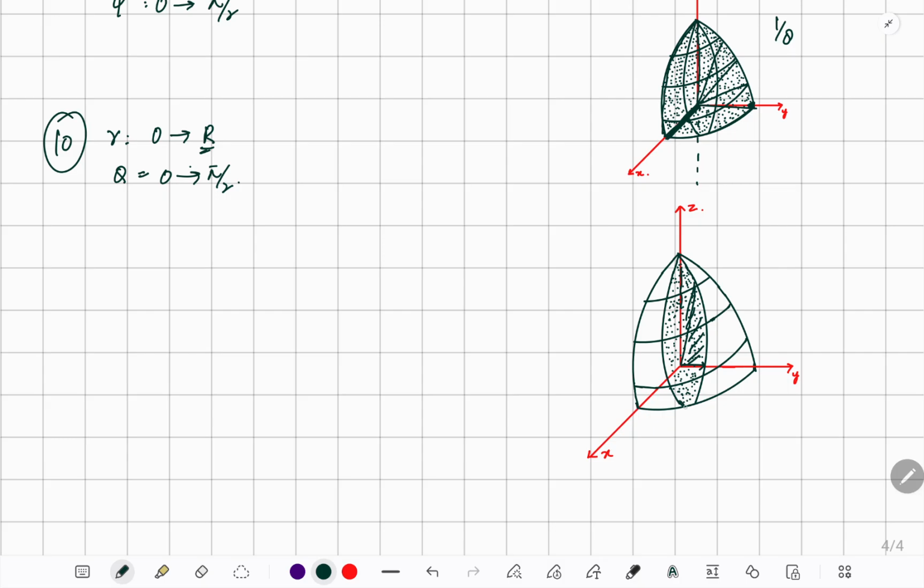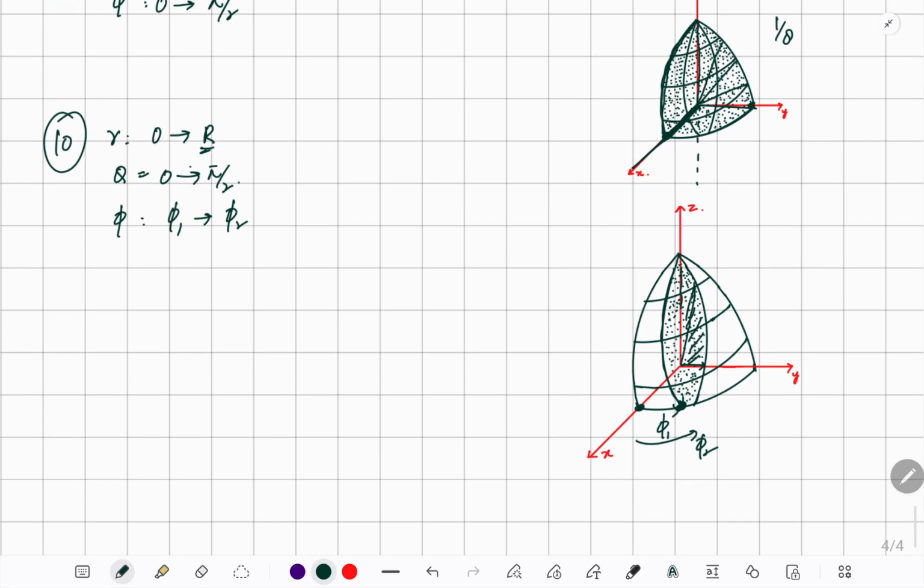Okay, so now phi is very important. This time the surface is starting from here, not from here. Initially it was starting from here, making angle 0 with the x-axis. Now this time this plane is already making angle phi 1, then finally it would make phi 2. So phi runs from phi 1 to phi 2.